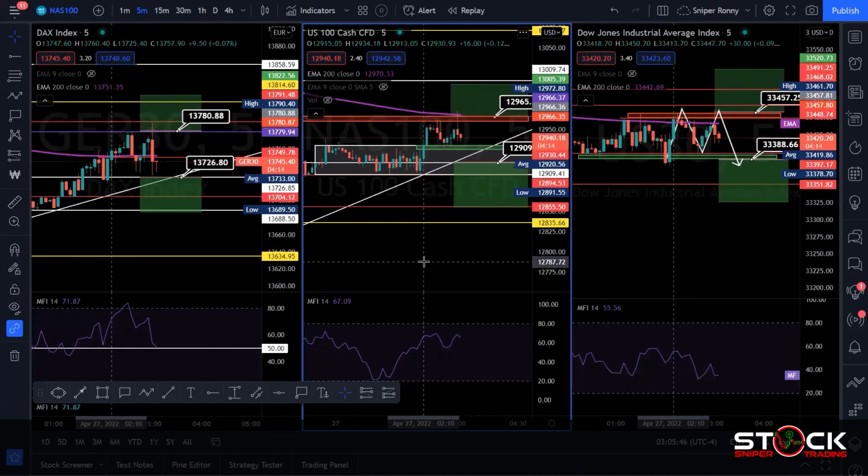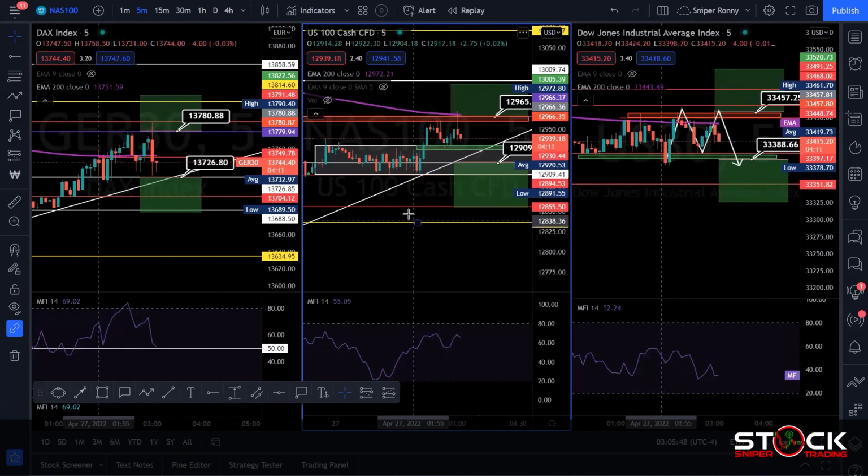DAX is German 40 on Fusion. Yeah, German 30, German 40 are on there on Fusion. Yep.